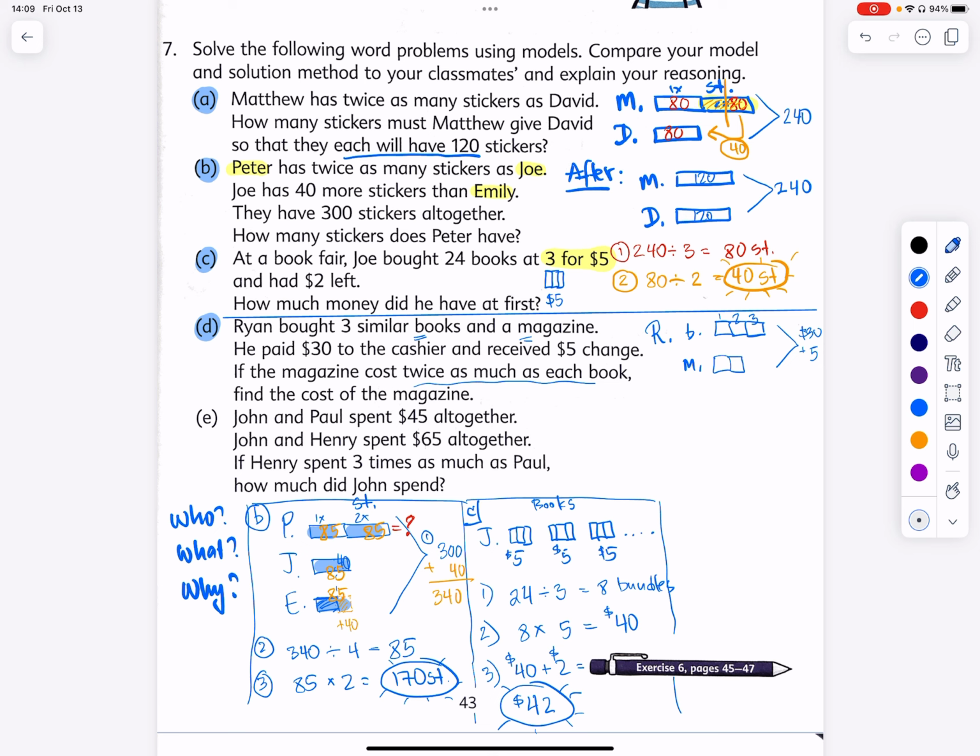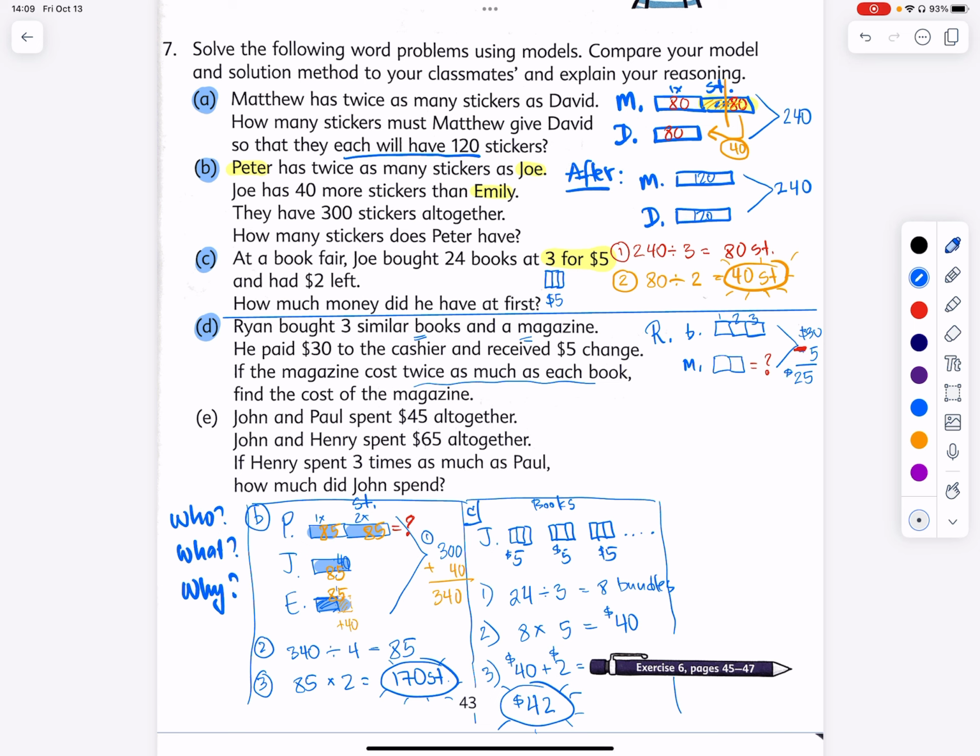First, let's put the question mark right here so we never forget what is it that we're looking for. First of all, how much did Ryan pay for his books and magazines? He gave $30, received $5 in change, right? That means the total purchase was $25.